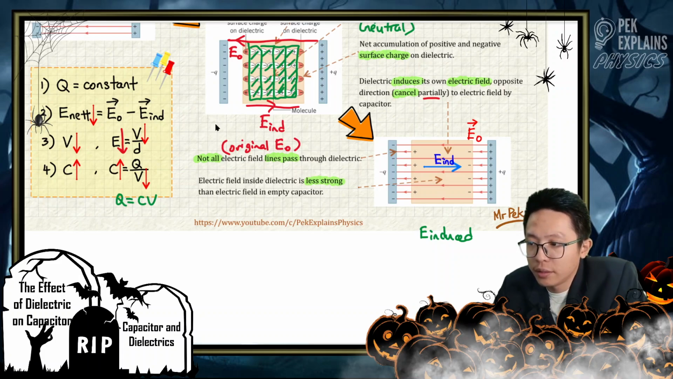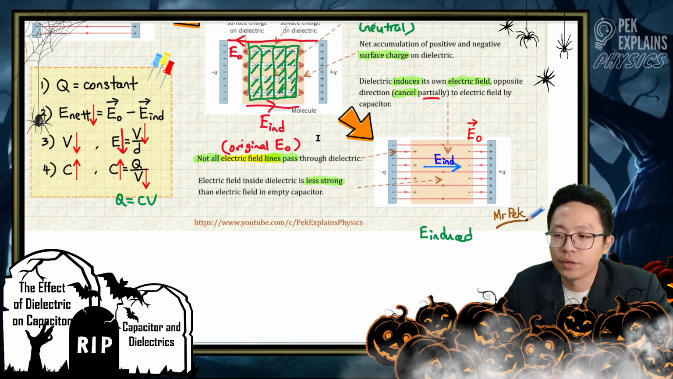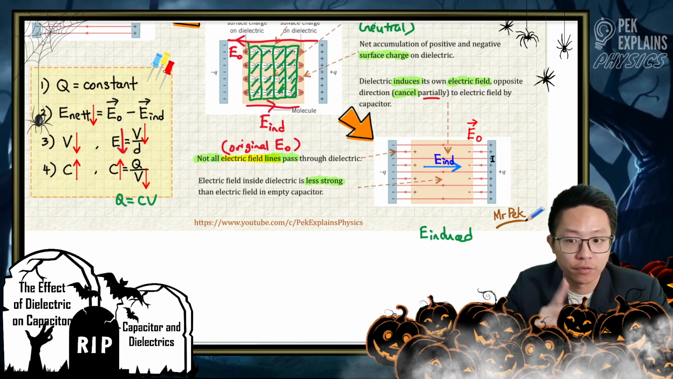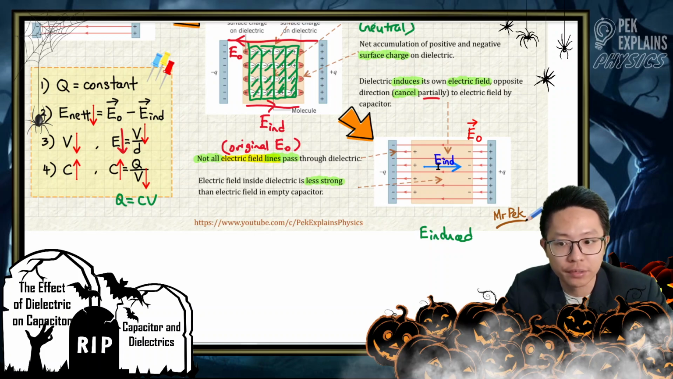This one I refer to as the original electric field, E naught. You see, not the induced electric field. What I'm talking about here is the original electric field from the capacitor, which goes from the positive plate to the negative plate, to the left-hand side.